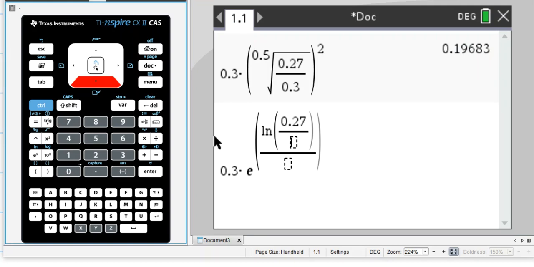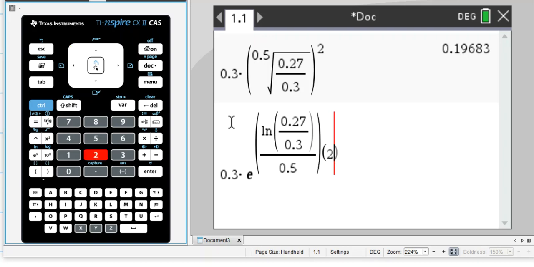0.27 divided by 0.3. That natural logarithm is being divided by 0.5. And I'll scoot to the outside of that set of parentheses, but I don't want to go so far that I'm outside of the exponent level. So I'm here, and then I'm going to multiply by the number 2. And again, this is a little bit hard to interpret, but this 2 is multiplying by this result. It's not multiplying by the result of the entire expression, which is what we want.